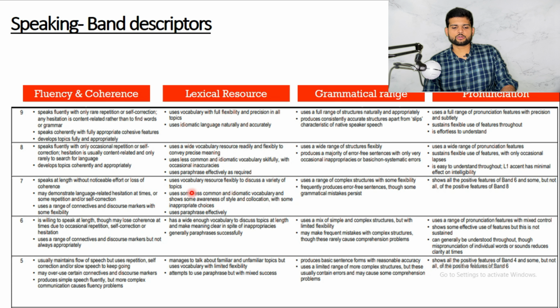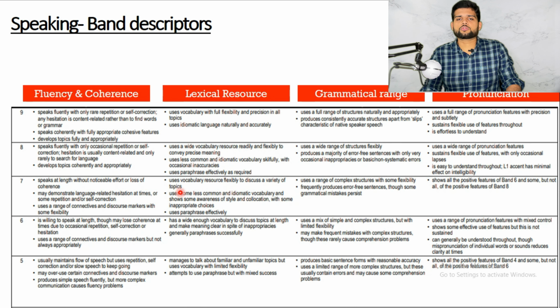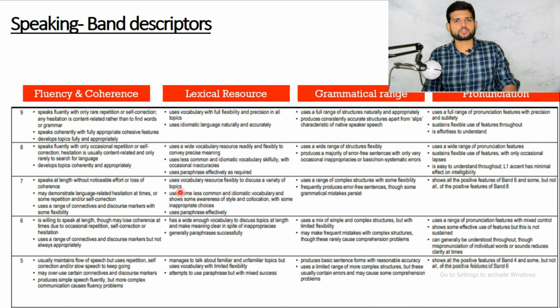Now lexical resource. For 7: uses vocabulary resource flexibly to discuss a variety of topics. Do not even try to produce any high posh words which you really cannot understand, or you cannot use rightfully at the desired location. Then you are going to lose marks. So whatever language you're comfortable with, the day-to-day words which you are going to use, use them. Okay, and certainly you are going to score 7 or 7.5, that's for sure.